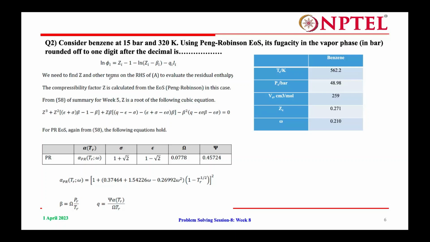Here is the equation given to calculate the fugacity coefficient. After getting the fugacity coefficient, we can easily calculate the fugacity, f equal to phi into P, right? So this is the cubic equation, and for the Peng-Robinson equation, this is the given.